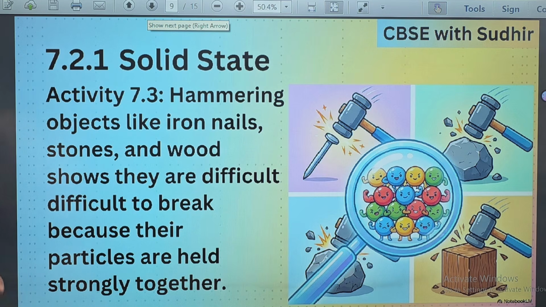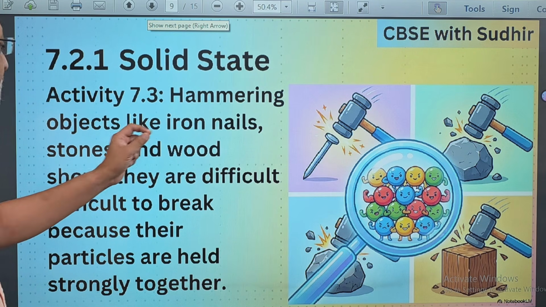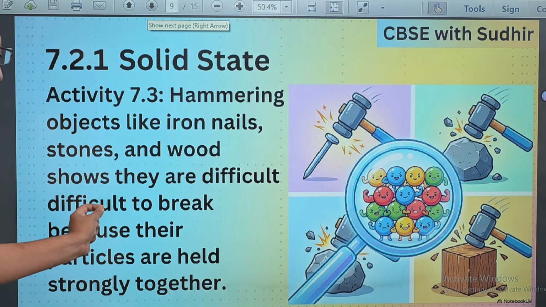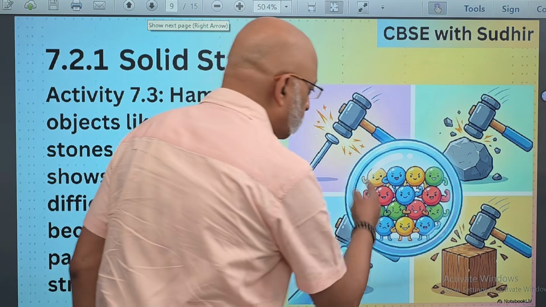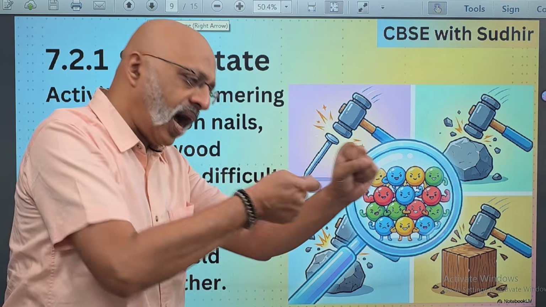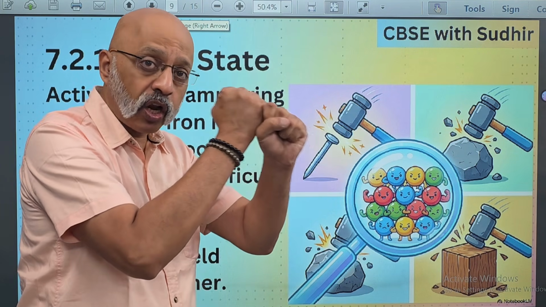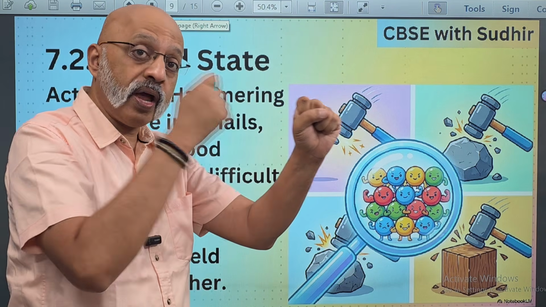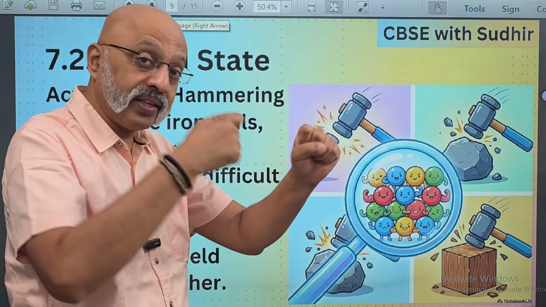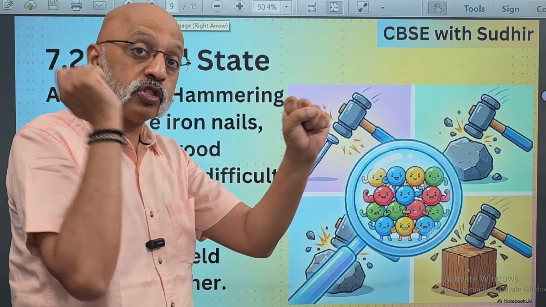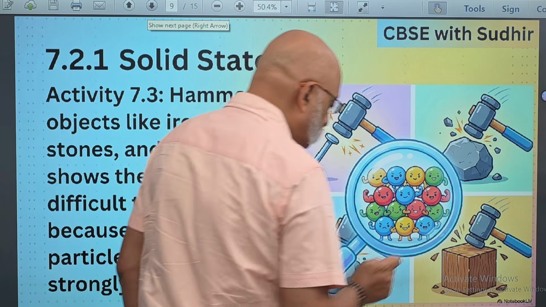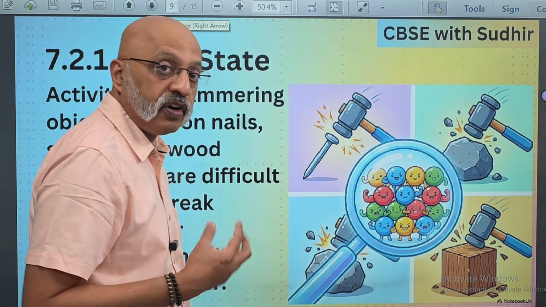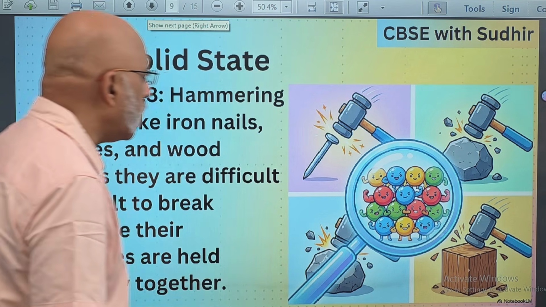Now let's move to the solid state in more detail. Activity 7.3. Hammering objects like iron nails, stones and wood shows that they are difficult to break, because their particles are held strongly together. You have to hit a nail repeatedly because it is very solid and strong. Because the particles are held very closely together, you have to apply more force to drive a nail into the wall, or to break a stone, or a piece of wood, or to do any other activity on any other kind of strong object.